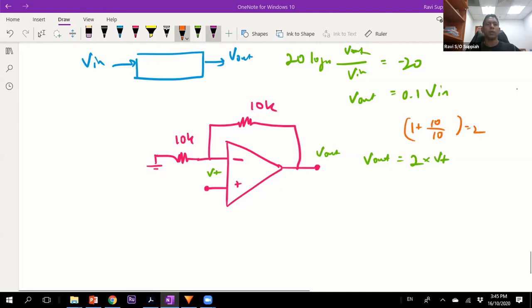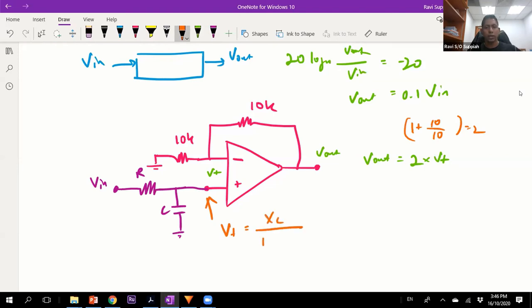The next part is we want to design the low pass filter. The low pass filter is basically the V in, R, and C. This is basically your low pass filter. So your R and C is here. Your voltage at this point, V plus, is, as we saw just now, XC over R plus XC multiplied by V in. That is the voltage that you will see at the positive of the op amp. And your op amp is now going to multiply this and give you 2 times of it.